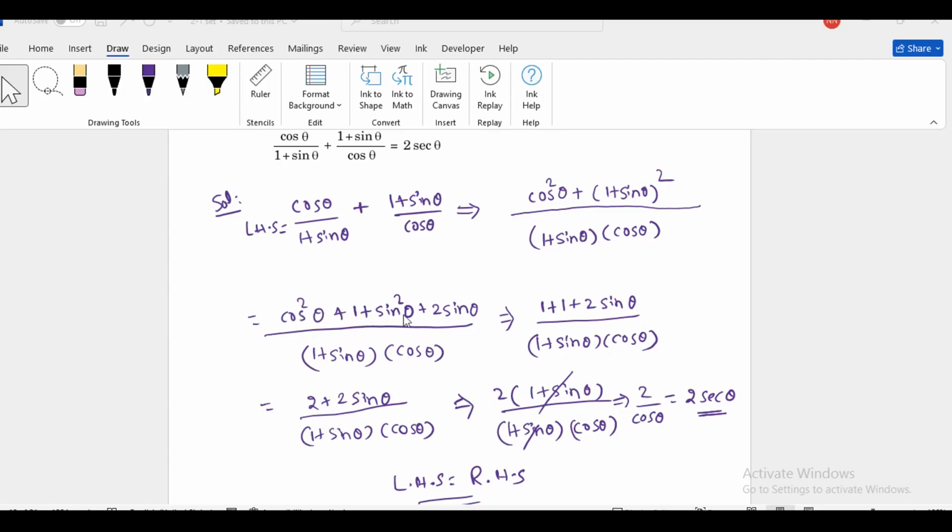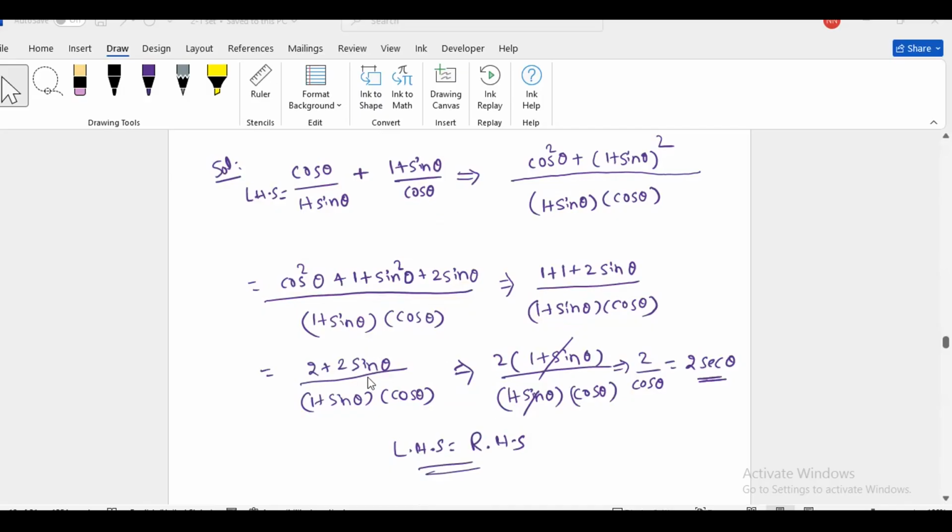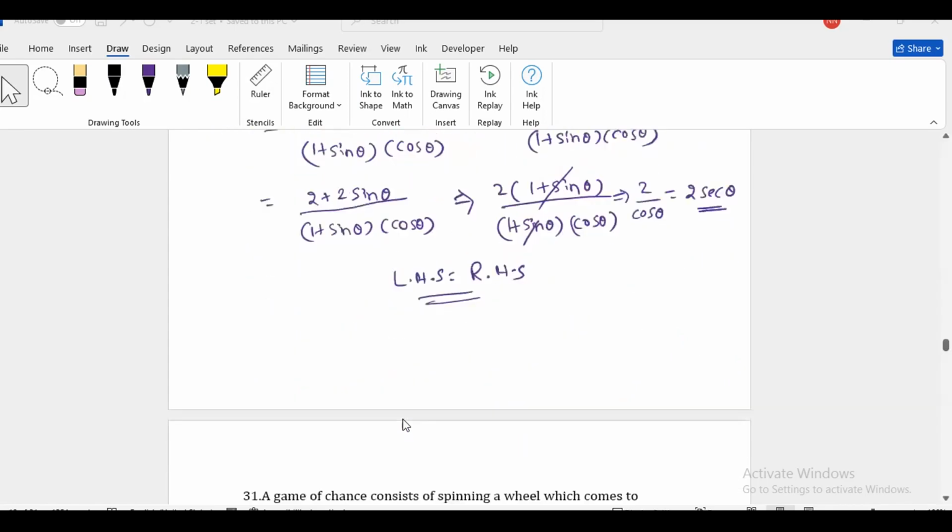Here cos square theta plus sin square theta is equal to 1, plus 1 plus 2 sin theta. The remaining denominator is the same. Here 1 plus 1 means 2. So 2 plus 2 sin theta by 1 plus sin theta into cos theta. Take the common 2 out, that is 1 plus sin theta by 1 plus sin theta into cos theta. 1 plus sin theta and 1 plus sin theta get cancelled. That is 2 by cos theta, which is equal to 2 secant theta. LHS is equal to RHS.